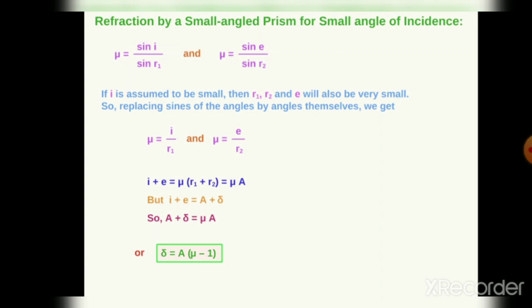Adding these equations, i plus e is equal to mu times (r1 plus r2), which is equal to mu A. But you know that i plus e is equal to A plus delta. So you can write that A plus delta is equal to mu A, or delta is equal to A times (mu minus 1).